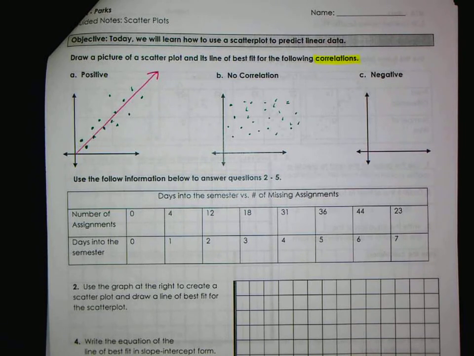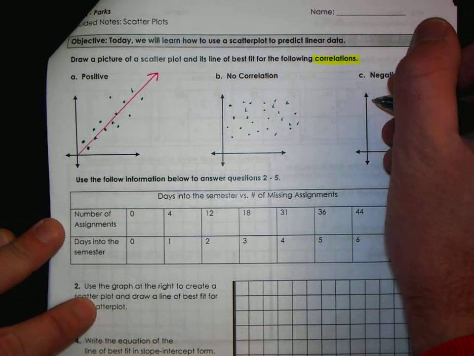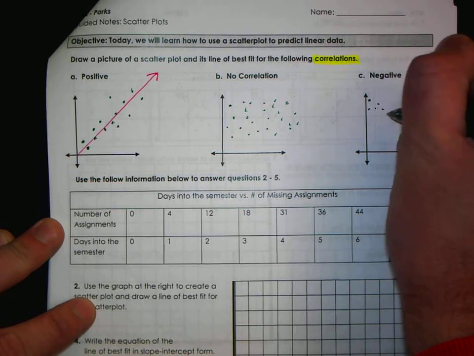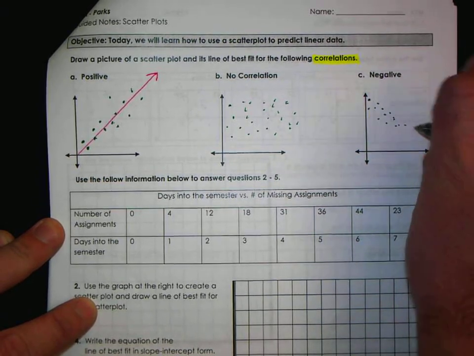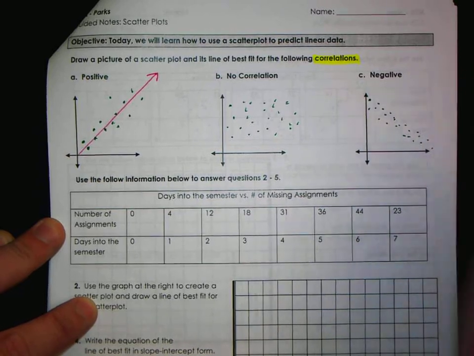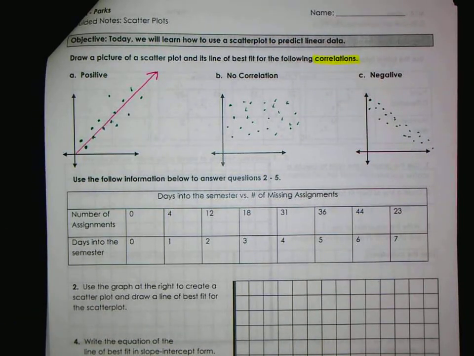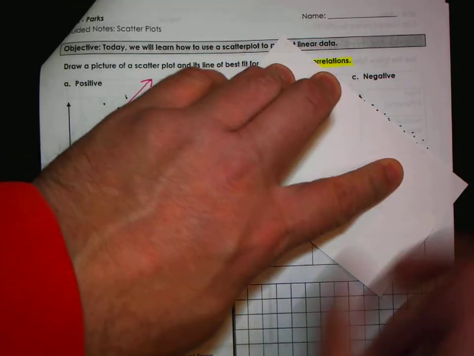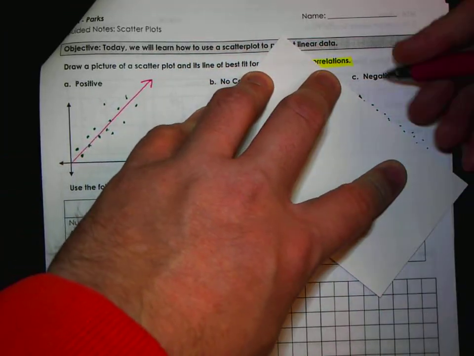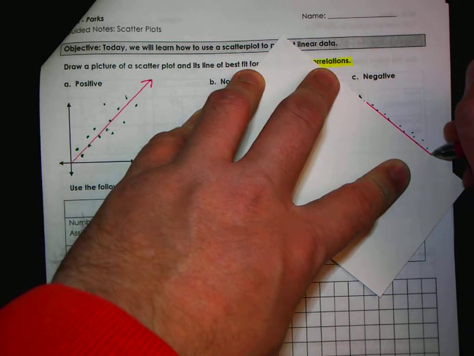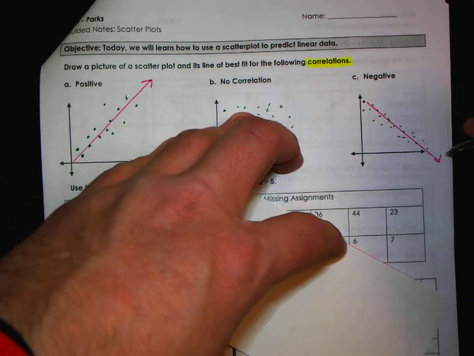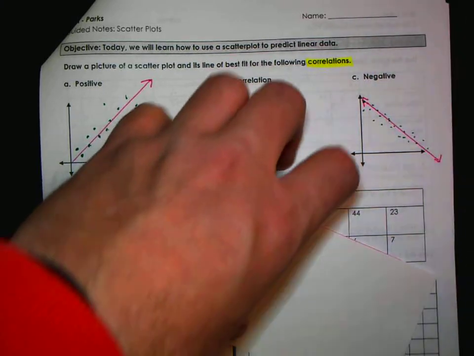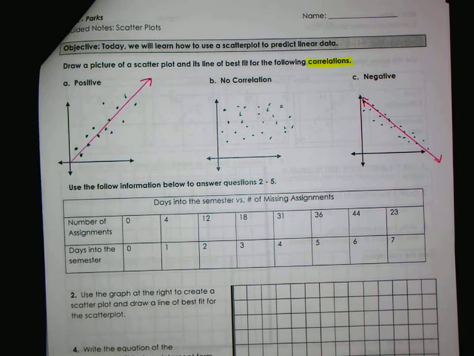Okay. And then negative. That would be when you start up here and in general terms you fall down. We would call this a negative correlation. We're going to draw a line of best fit. Line of best fit just means it goes through most of the data. Doesn't have to be exact.